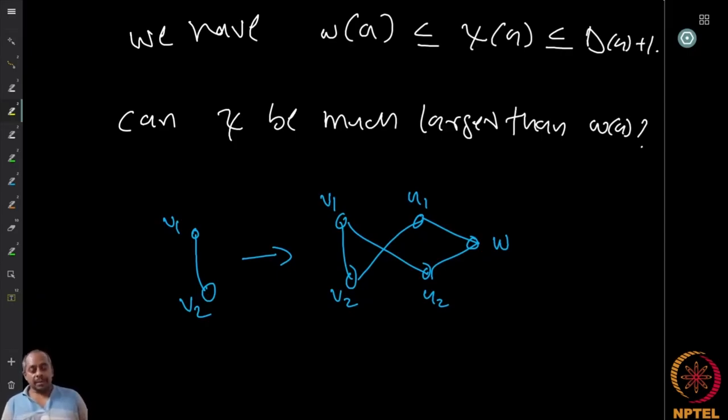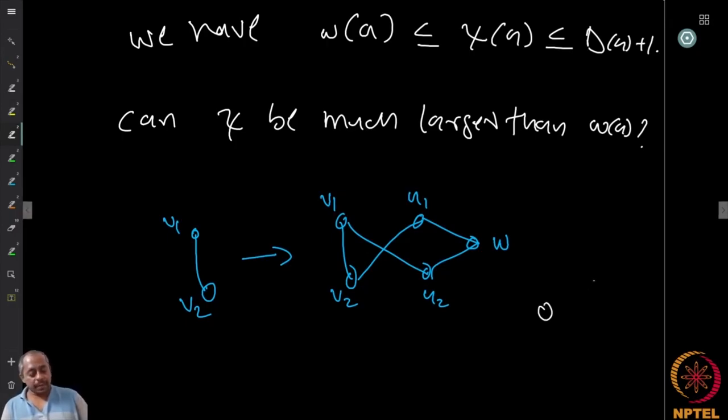So here is an interesting result, which says that we can have graphs without triangles where the chromatic number is as large as we want. What do you mean by triangle? A triangle is three vertices which are adjacent to each other, which is the complete graph on three vertices.